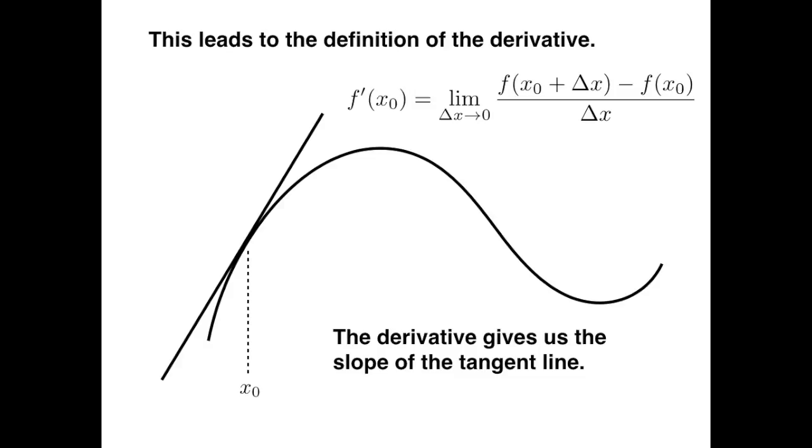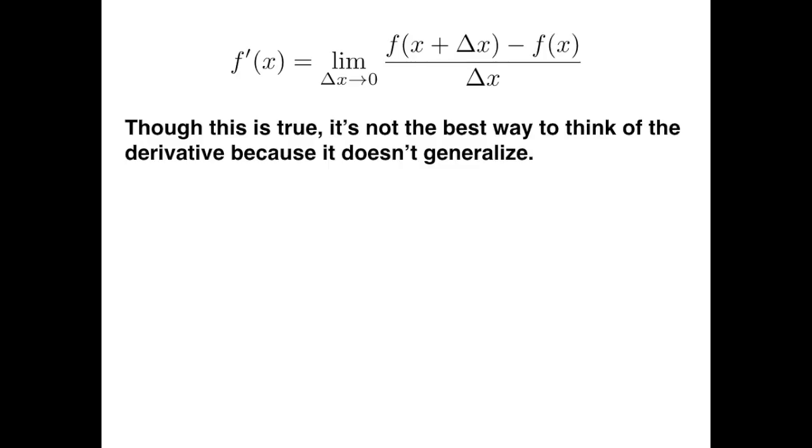The definition of the derivative is as follows. It's the limit as delta x approaches 0 of f of x naught plus delta x minus f of x naught all over delta x. And it's denoted f prime at x naught. The derivative gives us the slope of the tangent line, also known as the instantaneous rate of change. Though this is true, it's not the best way to think of the derivative because it doesn't generalize.